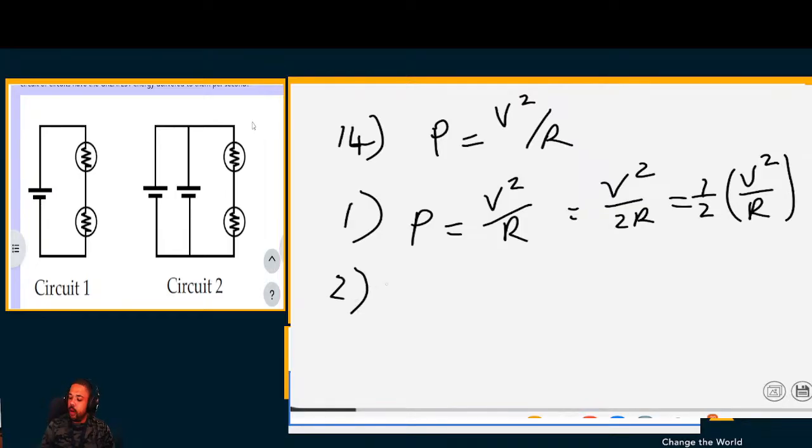Let's check the power in the second circuit. Power is equal to V squared over R. Can someone please tell me, anyone that is listening, I want to see if you know this. In circuit 2, the potential on each battery is V. We've assumed each resistance is just R and each voltage is just V. Can you guys tell me what is the voltage of two batteries connected in parallel? Anyone?